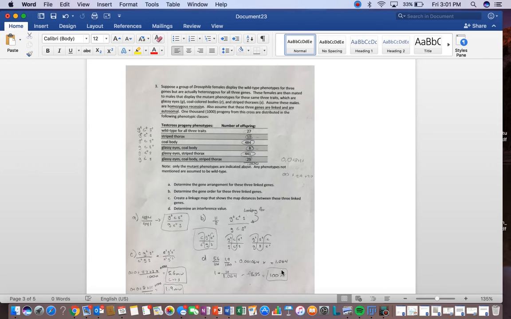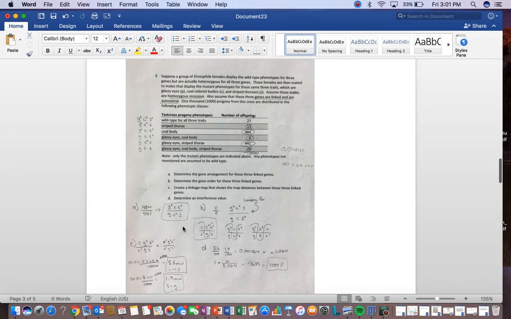Perfect. For question number 3, we're asked to do the same thing which we did with the other 2 problems. And so in part A, we're asked to determine the gene arrangement for the 3 linked genes. As my colleagues have said before, what we do is we find the most frequent genotype, and we find that to be the 484 as well as the 441. And so we take the phenotypes of those and put them together, and so we get G plus, or the wild type of G, C, and the wild type of S, all over G, C plus, and S. And so that is our heterozygous parent.